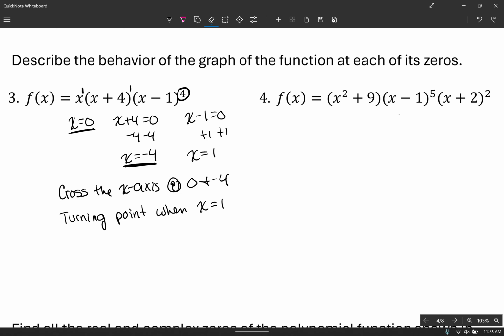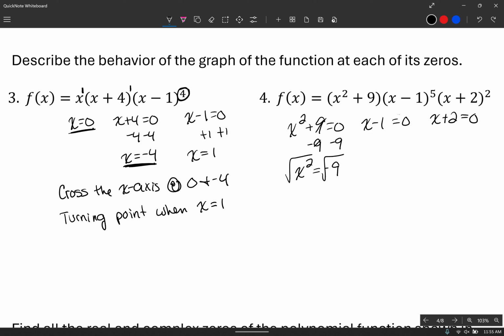All right, so we're going to set these factors on number 4 equal to 0. So x squared plus 9 equals 0, x minus 1 equals 0, and x plus 2 equals 0. So we're going to solve for x. I'm going to subtract 9, so x squared equals -9. I'm going to square root that. I have a positive and a negative answer. Now when I square root a negative, I get an i, and the square root of 9 is 3.